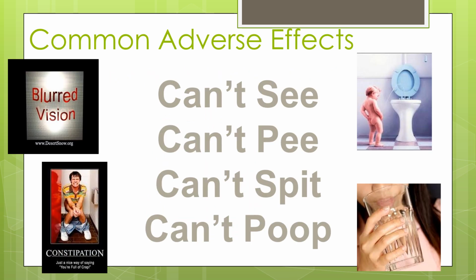Again, your most common adverse effects are going to be blurry vision and dry eyes, so you can't see, you can't pee, you can't spit, and you can't poop. Okay, so those are your most common adverse effects. You're going to hear throughout the semester talking about anticholinergic effects. Whenever you hear someone who says, oh, the medication has an anticholinergic side effect, you have to think of these 4 things. Can't see, can't pee, can't spit, can't poop.